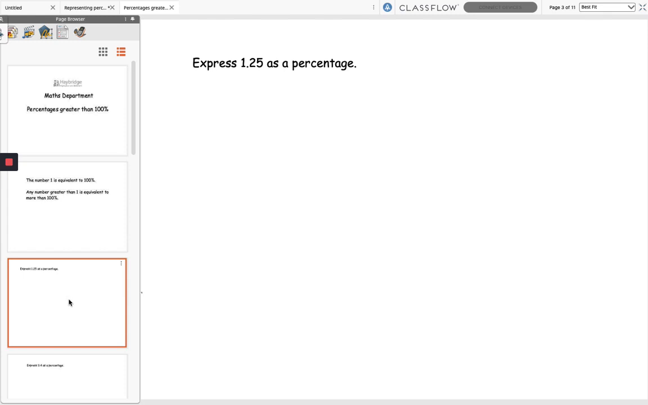So here's our first example. Express 1.25 as a percentage. So I'm converting a decimal to a percentage, so I'm going to multiply my decimal by 100, and that will give me 125. So 1.25 is equal to 125%.